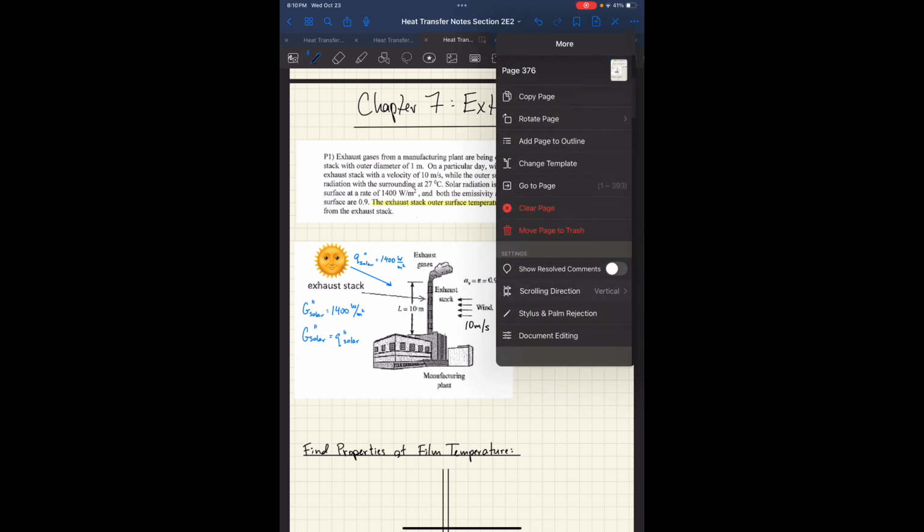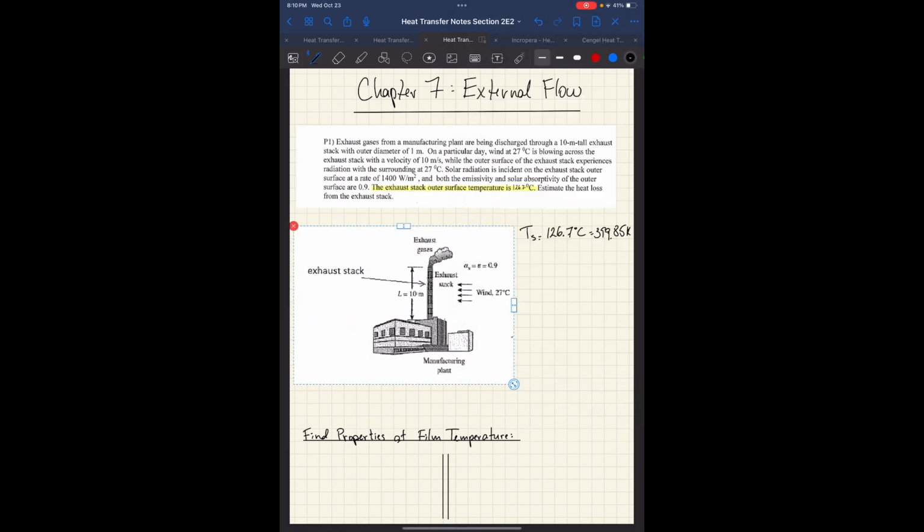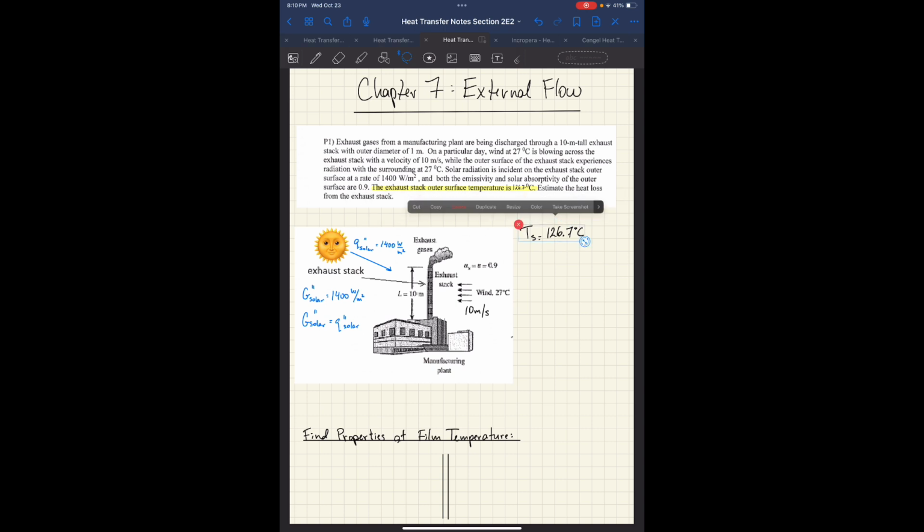And you know what? Let me switch this to horizontal. And maybe let's shrink this a little bit. Too much, like this is good. So this is going to be 399.85 Kelvin.